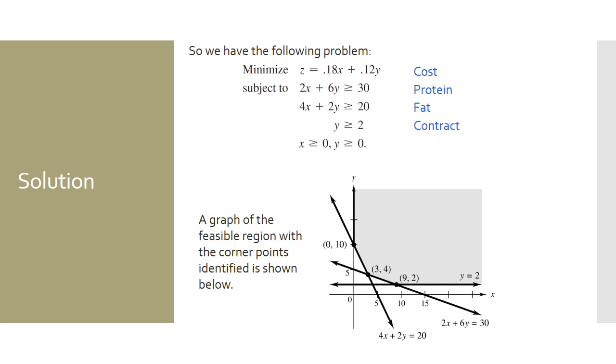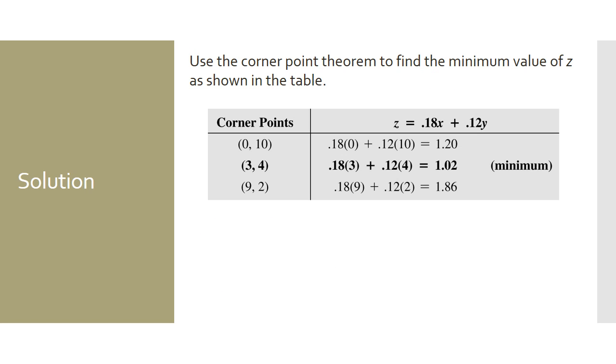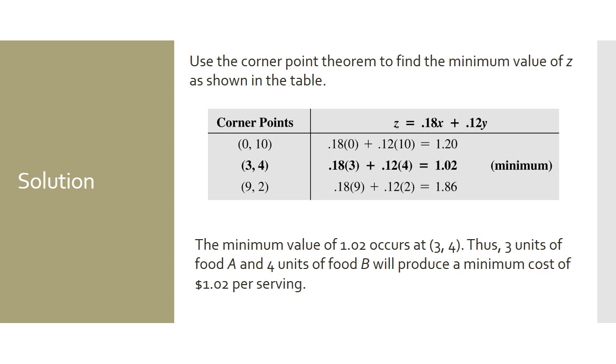We graph it. We find our corner points, and putting those values into our objective function, we discover that we have a minimum value of Z when X is 3 and Y is 4. So 3 units of food A and 4 units of food B will give us a minimum cost of $1.02 per serving.